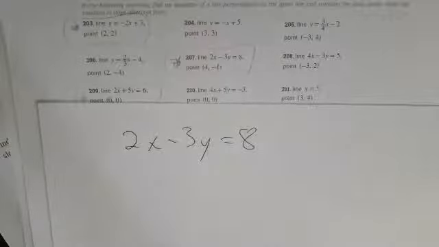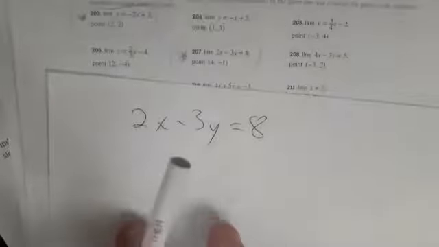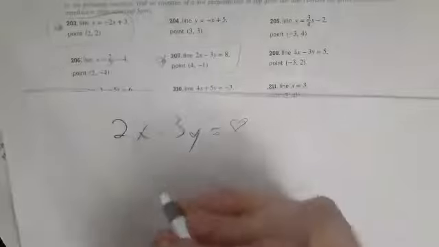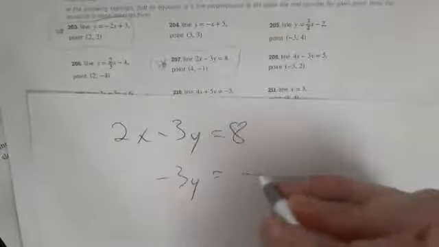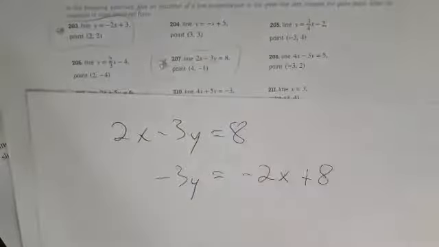So if we want something perpendicular, that's telling us something about the slope. So we want to be able to get the slope from this thing. What's the first thing we should probably do? Solve for y. So we want to solve for y minus 3y. We're going to have to subtract 2x to the other side. So that's minus 2x. The 8's still positive.